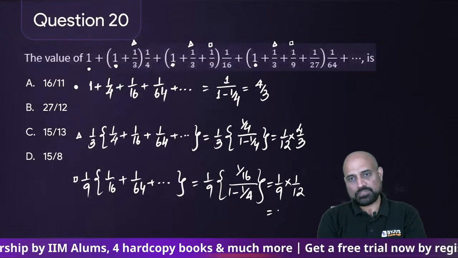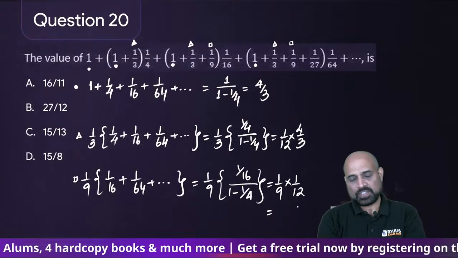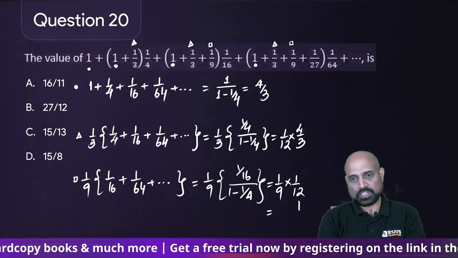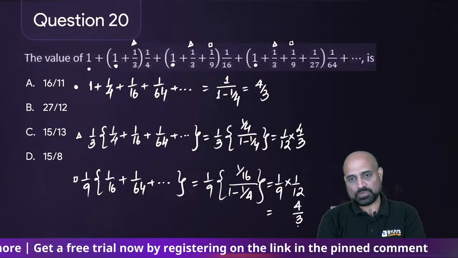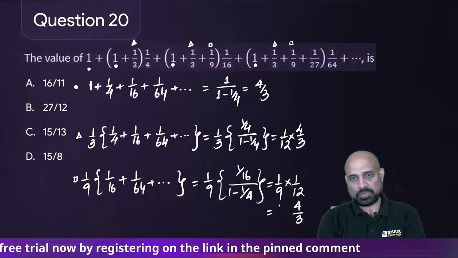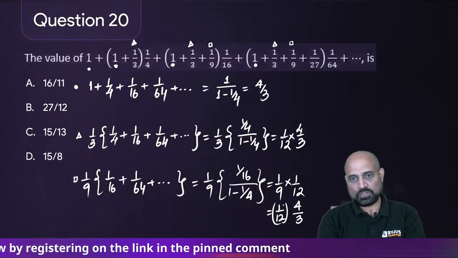So if I keep 4 there और नीचे अगर 3 कर दूं तो 4 इधर भी multiply होगा. I'll get 1 by 12 का whole square.